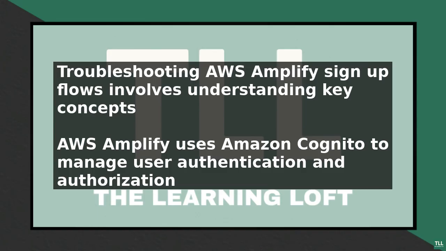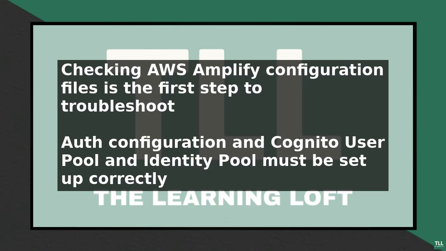First, let's understand the key concepts involved in the sign-up flow. The sign-up flow typically involves the user providing their email address and password, and then verifying their account through a confirmation email or SMS. AWS Amplify uses Amazon Cognito to manage user authentication and authorization.